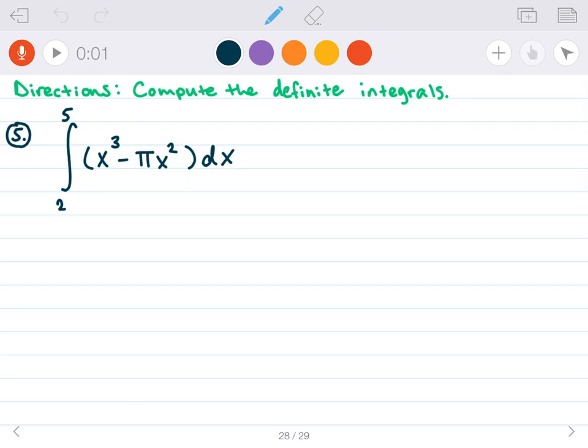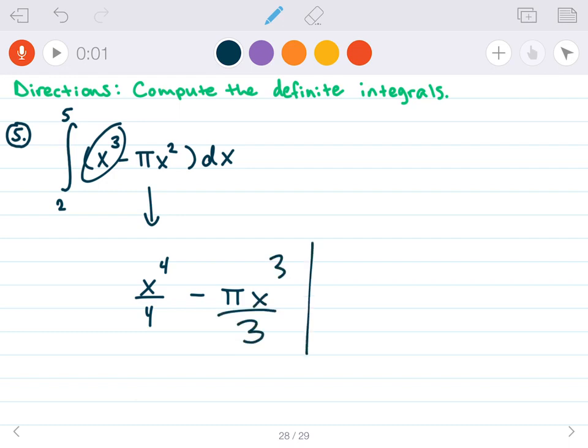All right, let's go ahead and do this example. So first thing, I'm going to find my antiderivative. So the first one is x to the 4 over 4. The next one is pi x to the 3 over 3. And my bounds are from 2 to 5.